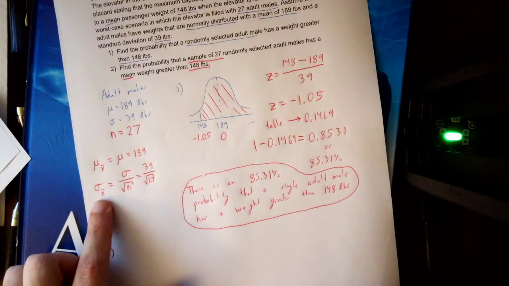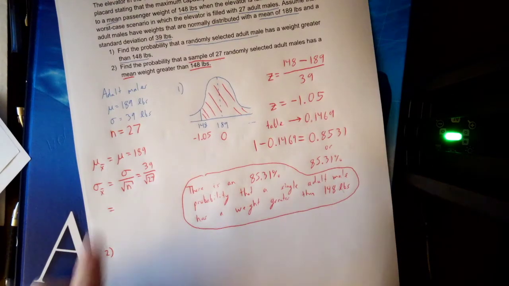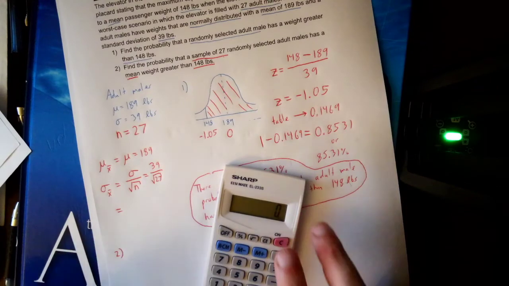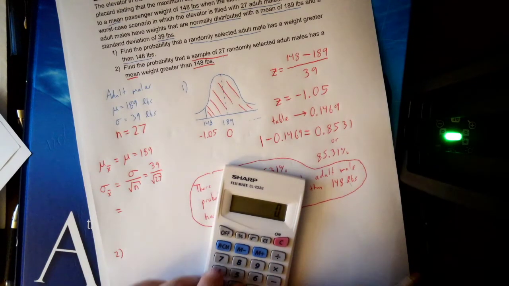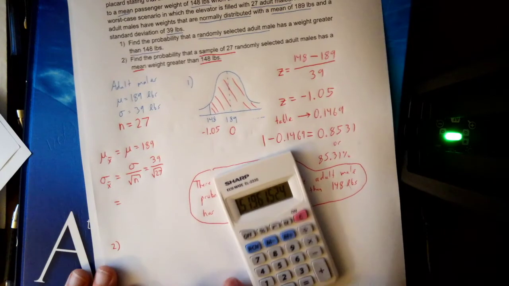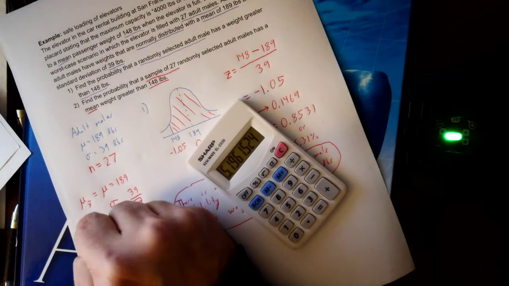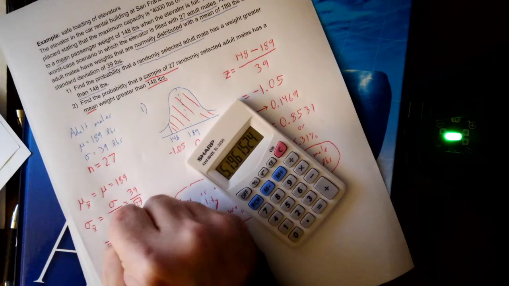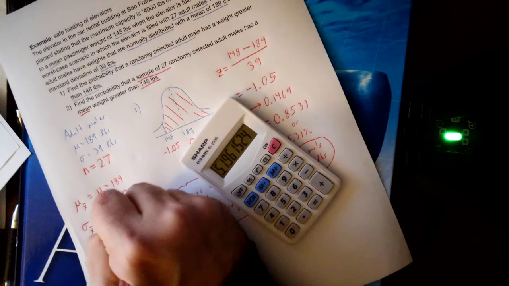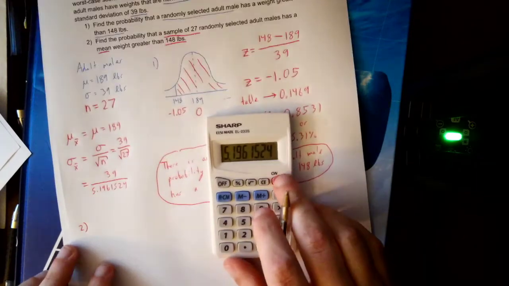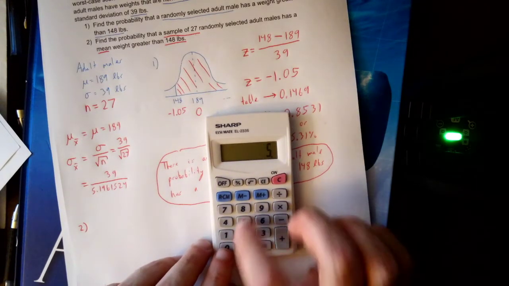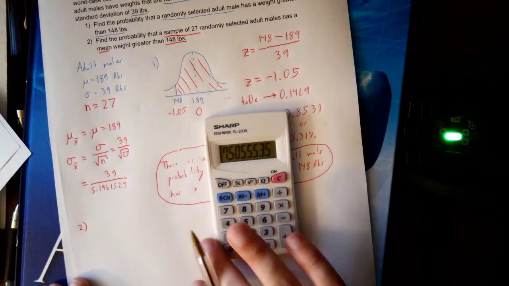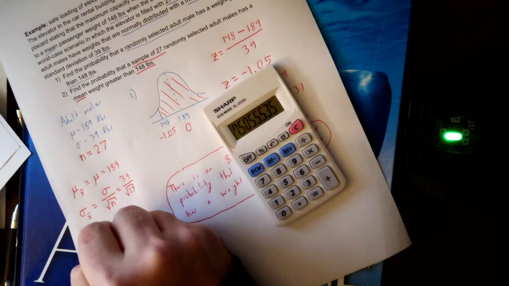So I'm computing my standard error. Because I want to talk about a group, I need to change the standard deviation into a standard error. I take the square root before I divide. Remember, square roots are exponents. You've got to do that first. So the square root of 27 is 5.1961524, and that's under the number 39. Now I can divide. 39 divided by 5.1961524 gives me 7.51. I'm going to round to 2 decimal places.